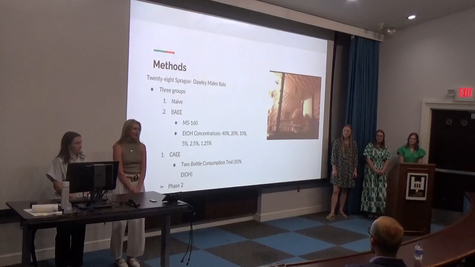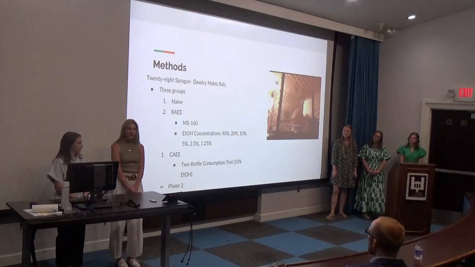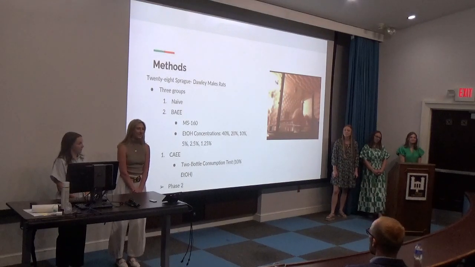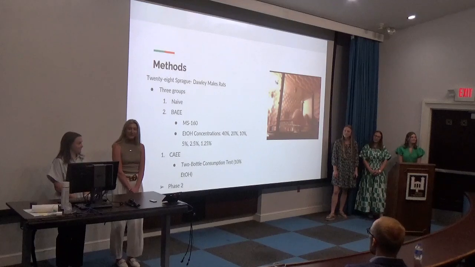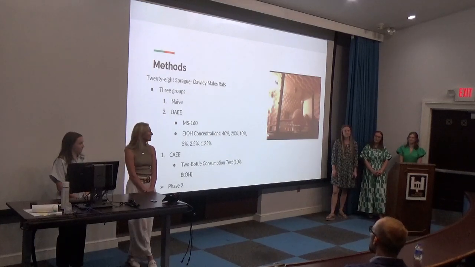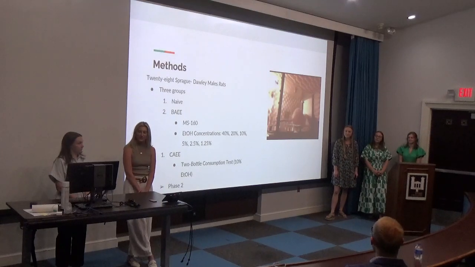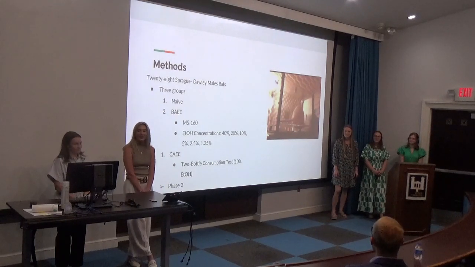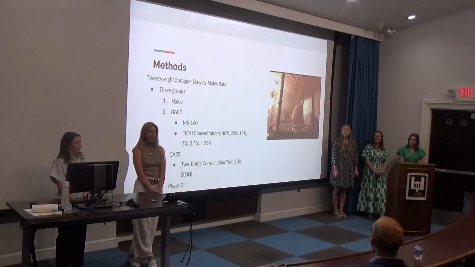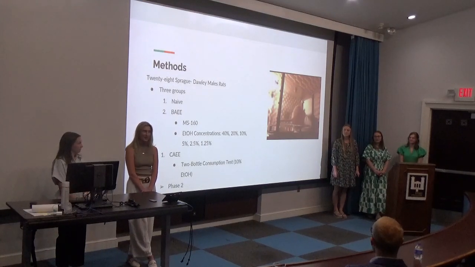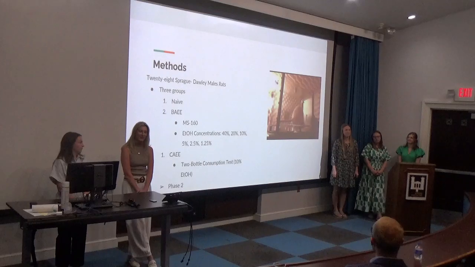As you'll see in our results, it looked like the rats might not like the orange flavoring, so we decided to replicate the study without the orange flavoring. In phase 2, the naive group was put in the MS-160 and given the same procedure as the BAE group in phase 1, without orange flavoring. And then the BAE group and CAE group from phase 1 were given a 2-bottle consumption test without orange flavoring to make sure it was not confounded or aversive.